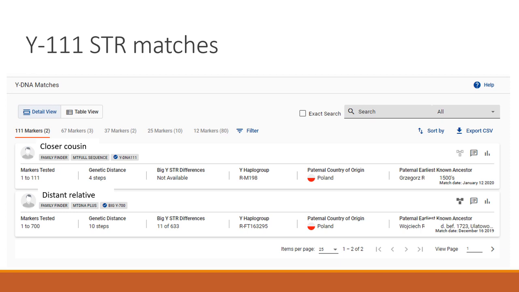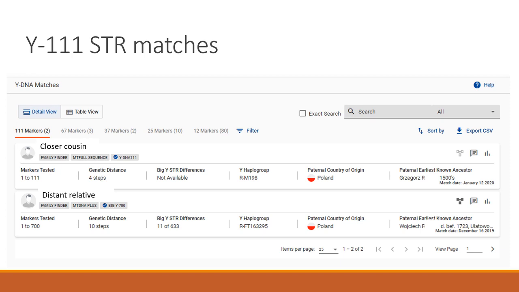So 4 out of 111 means we're matching him on 107 out of 111 STR markers, whereas our more distant relative we're matching on 101 out of 111 markers. You can also see that under each tester's name, my closer cousin has taken a Y111, and our more distant relative has taken a Big Y700.